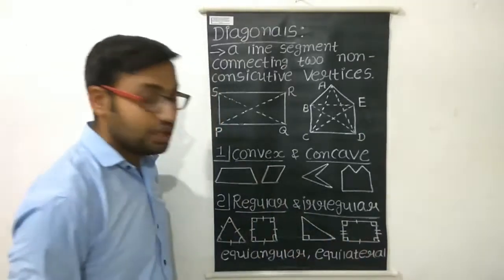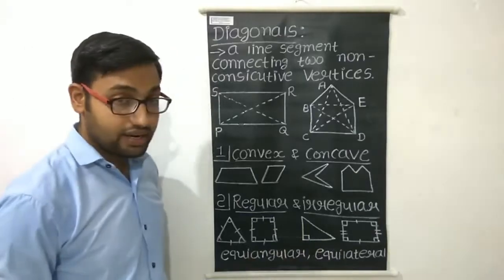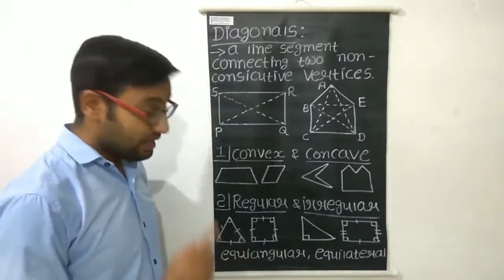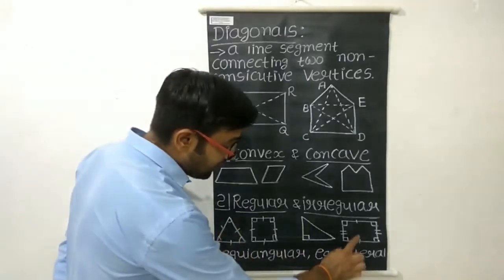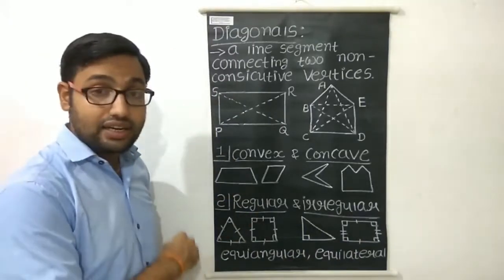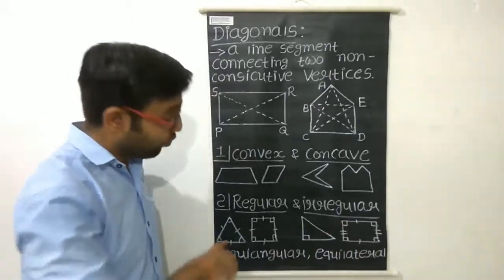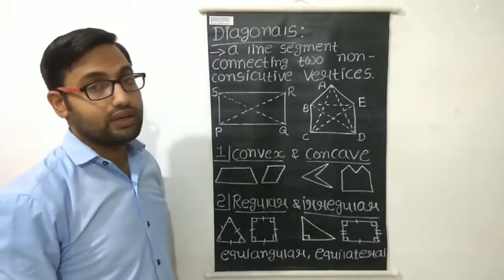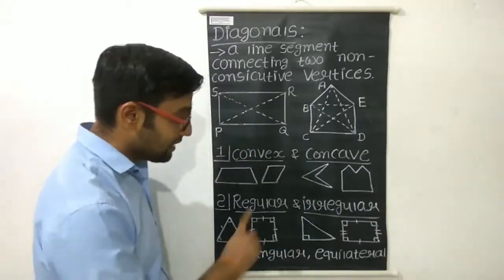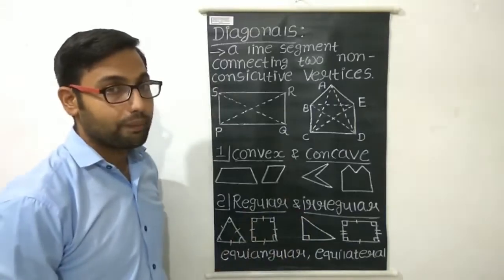This is also a shape which is a quadrilateral because 4 sides are there. Here you can see that this side and this side are equal. Opposite sides are equal. In the same way, these sides are also equal. But all 4 sides are not equal. That is why it is called an irregular polygon.